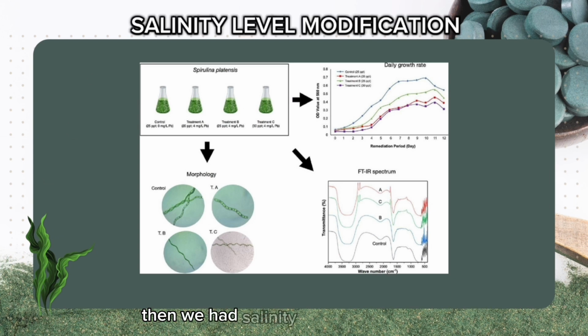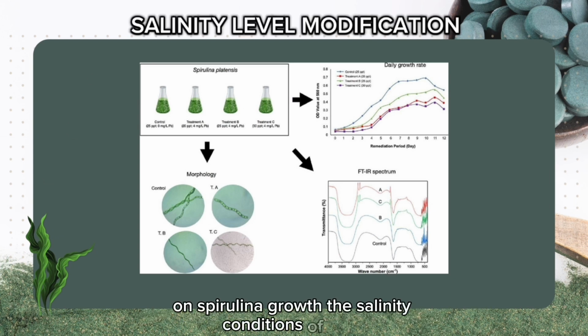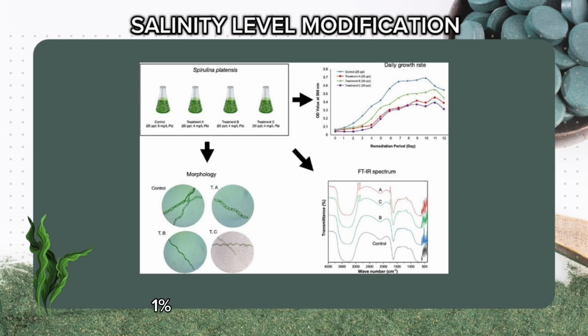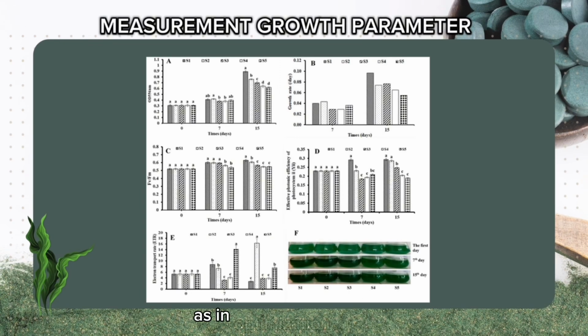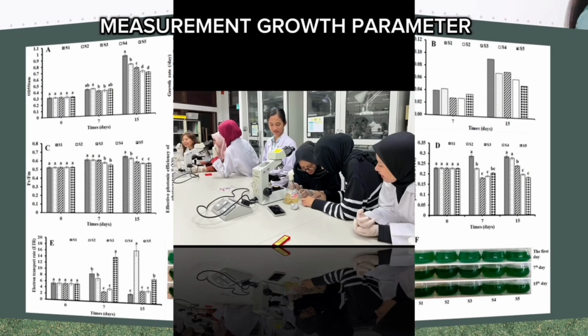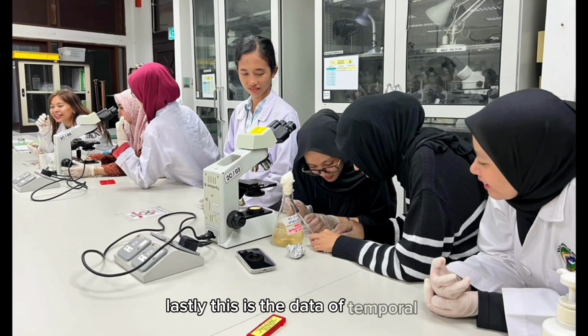Then we had salinity level modification on Spirulina growth. The salinity conditions of 0.5%, 1% and 1.5% were created by adding sodium chloride. There is a difference in Spirulina growth rate when modifying the salinity level. We then had the measurement growth parameter step as in the optimization method, where we measure the growth of Spirulina culture regularly. Lastly, we conduct the effect analysis step in which we perform statistical analysis to determine the impact of each environmental factor on growth.